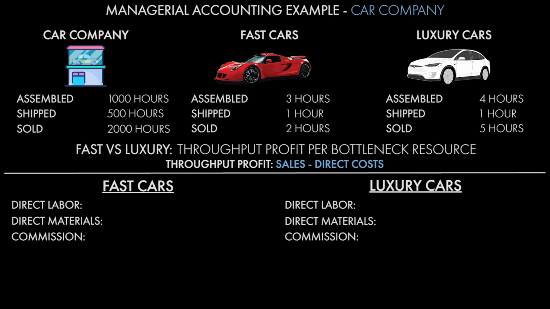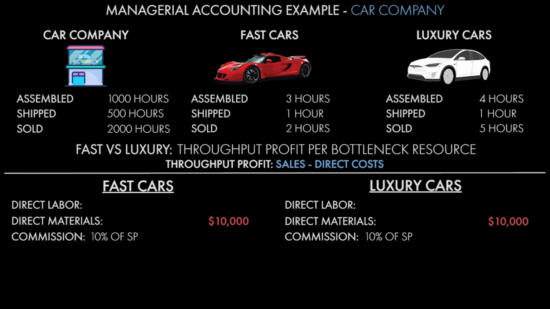We can track all three of these categories of costs directly to one individual product. Let's say that our sales commission is 10% of the selling price. That's what we pay our sales reps. Let's say that direct materials is about $10,000 per car, whether it's fast or luxury. Now, where they differ here is in the direct labor side.